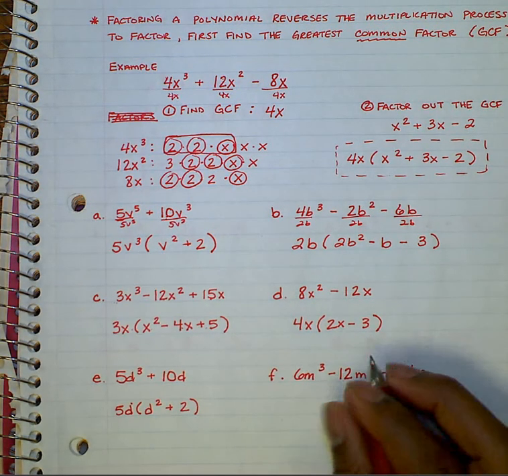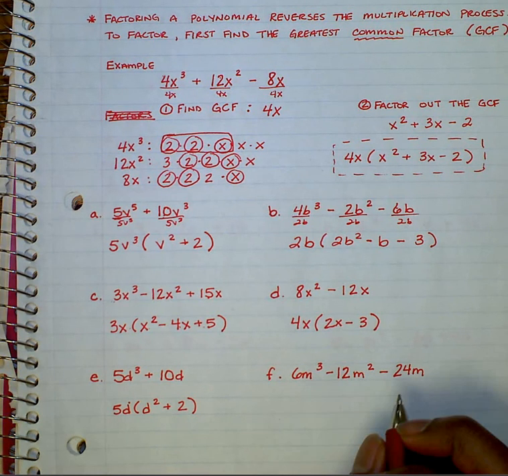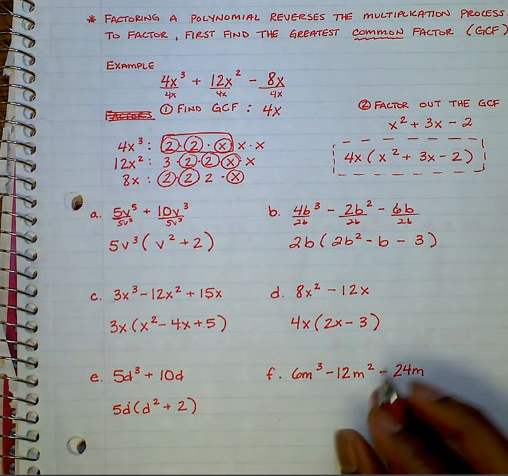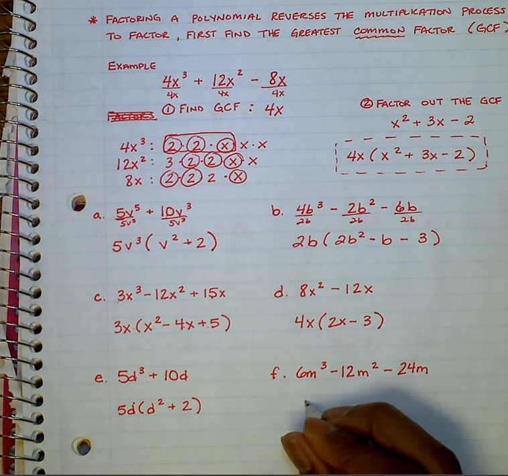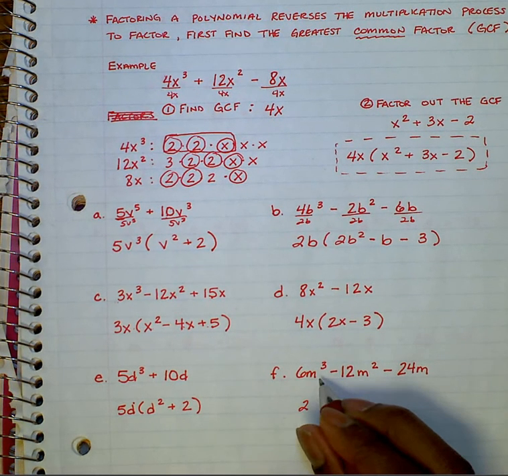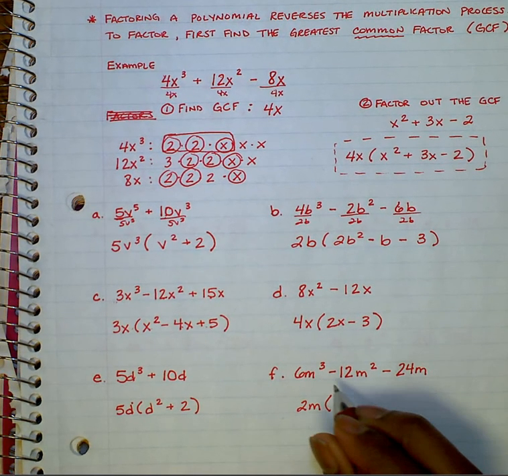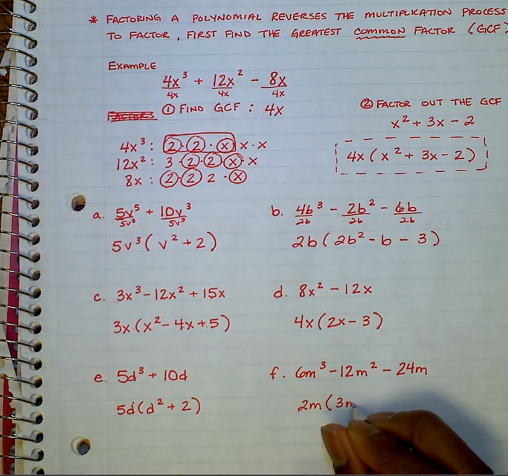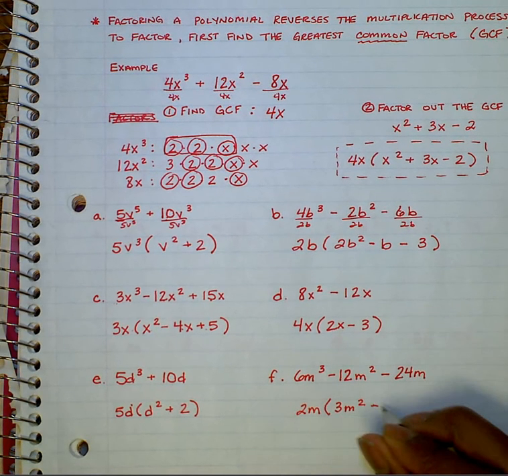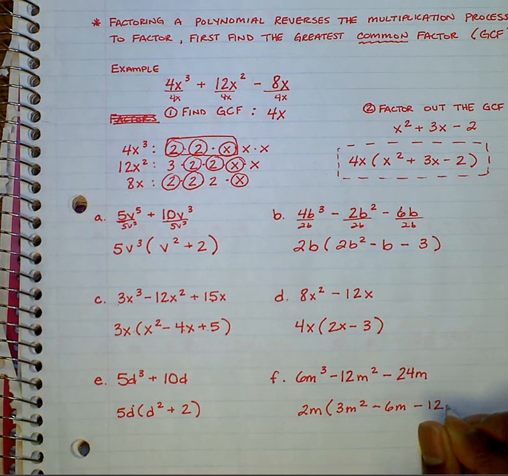And then here, just so we can see what happens, I'm going to take out something that's not the greatest common factor. So if I'm looking at these problems and I say, oh, these are all even, I can take out 2 and m. So let's say I factor out 2m. I'd be left with 3m squared minus 6m minus 12.